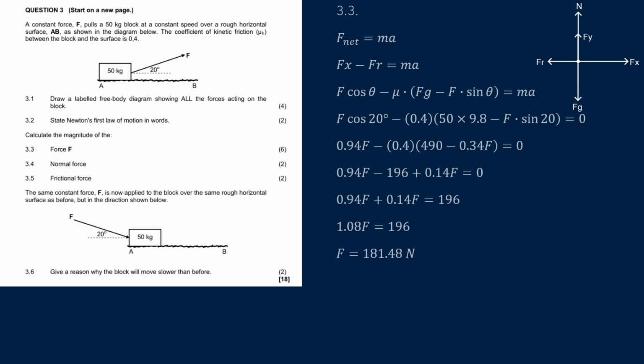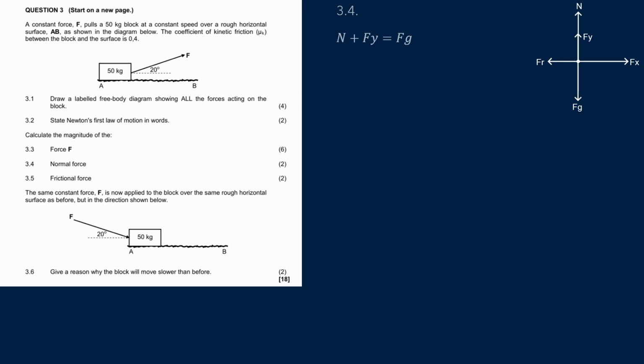of 181.48 newtons. 3.4. Calculate the magnitude of the normal force. I have in a way already calculated for normal force during this question, but in case you missed it here because everything is so complicated, let's do it afresh.